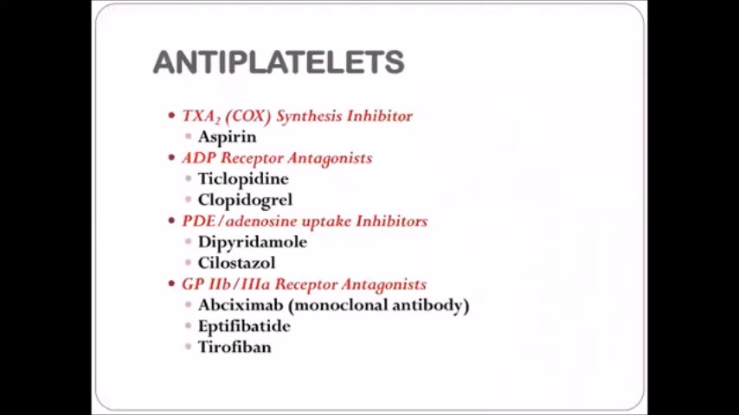We have four major examples of antiplatelet agents. Number one, we have the thromboxane A2 synthesis inhibitor in the name of aspirin. Second, we have adenosine diphosphate receptor antagonists, or the ADP inhibitors, in the name of ticlopidine and clopidogrel. We also have phosphodiesterase or adenosine uptake inhibitors. These are dipyridamole and cilostazol.